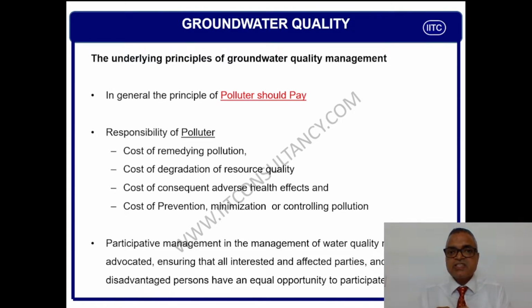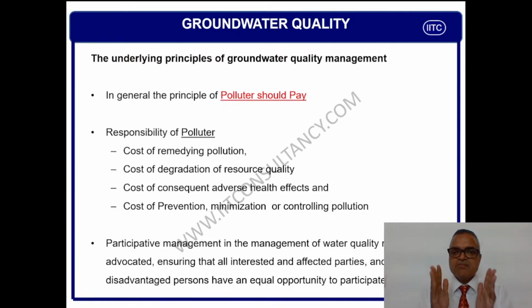The cost of degradation of resources, of resource quality, is the part of the polluter. The cost of the consequence of adverse health effects is part of the polluter. The cost of prevention, minimization, and controlling pollution is the part of the polluter. That means, as a regulator, our regulator has to give the responsibility and has to tell that the polluter pays. If you are polluting the environment, you have to pay to reverse it back to the normal situation. Either it may be remedying pollution, or the cost of degradation of resource quality, or the consequence of adverse effects, or the prevention, minimization, and control of pollution.